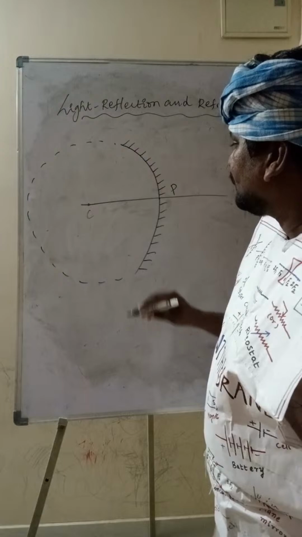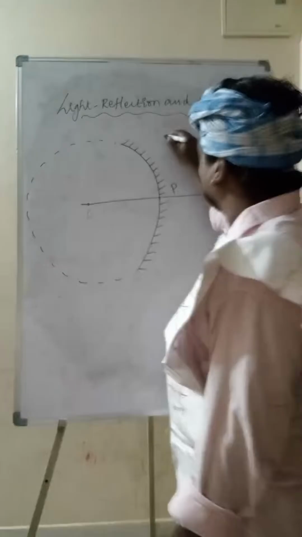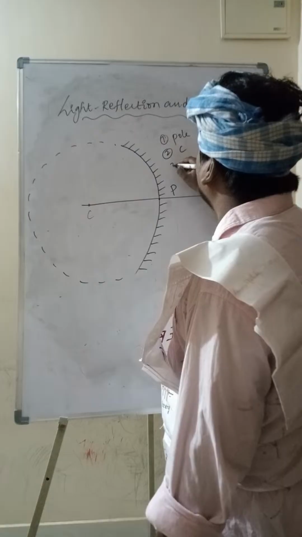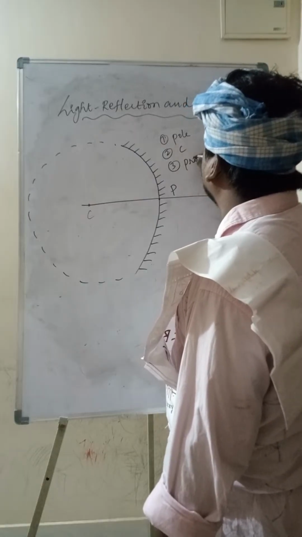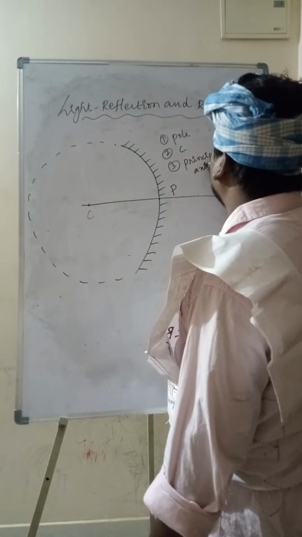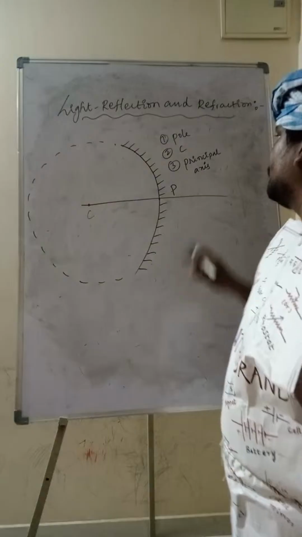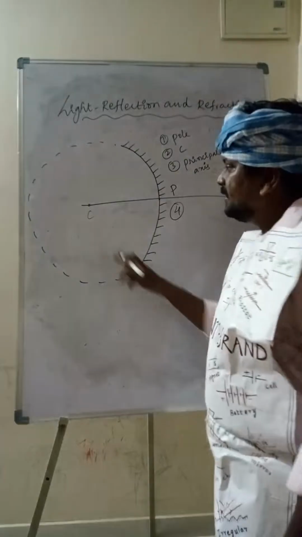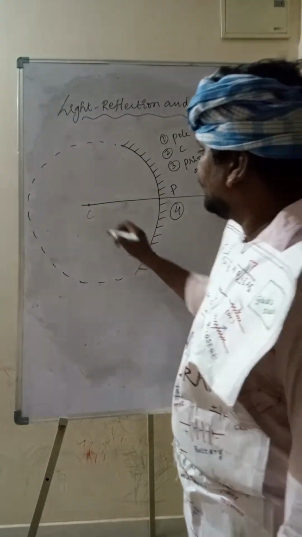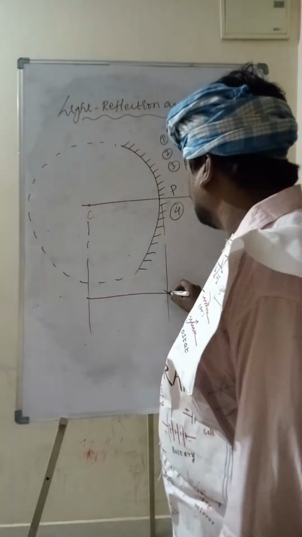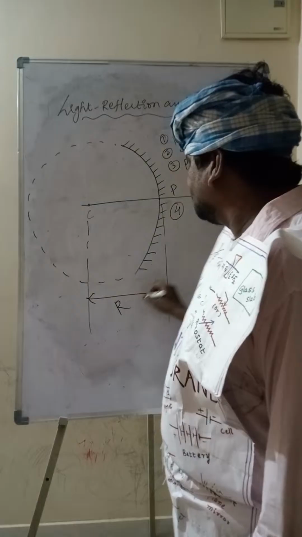The line joining the center of curvature and pole is called principal axis. So the first one is pole, the second is center of curvature, the third is principal axis. The fourth one: the distance between center of curvature and pole is called radius of curvature.